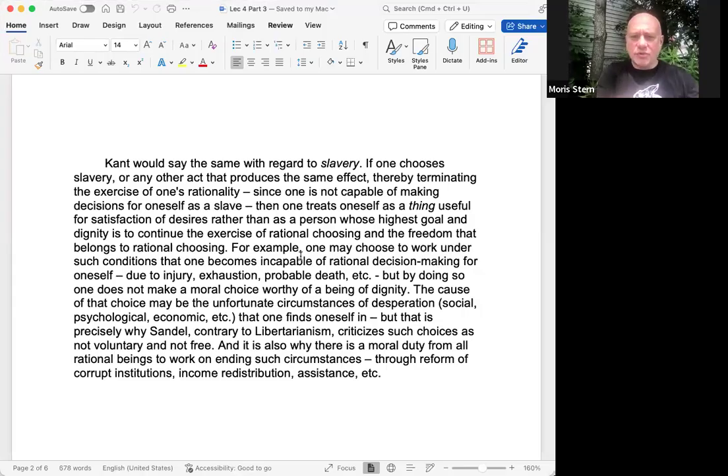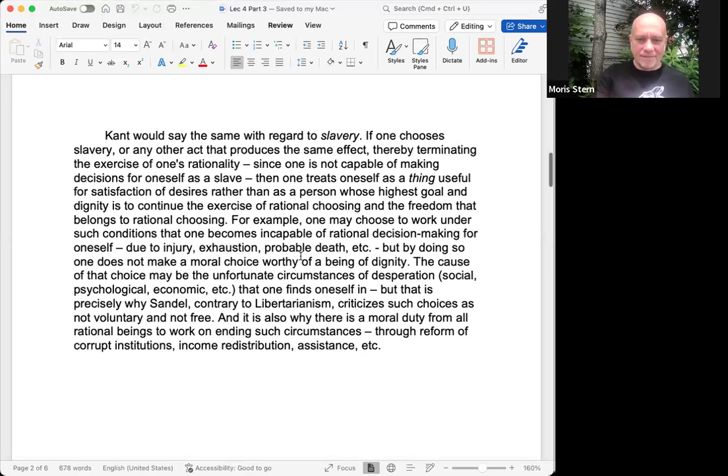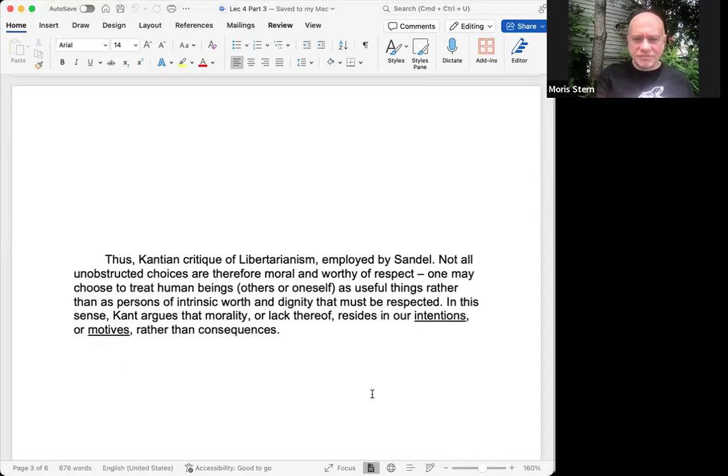And it is also why there is a moral duty from all rational beings to work on ending such constricting circumstances through reform of corrupt institutions, income redistribution, assistance of others, etc. Thus, there it is: the Kantian critique of libertarianism employed by Sandel. Not all unobstructed choices are therefore moral and worthy of respect. One may choose to treat human beings, others, or oneself as useful things rather than as persons of intrinsic worth and dignity that must be respected.